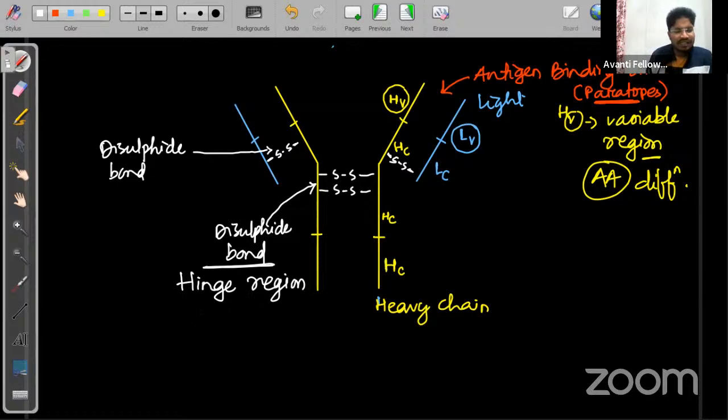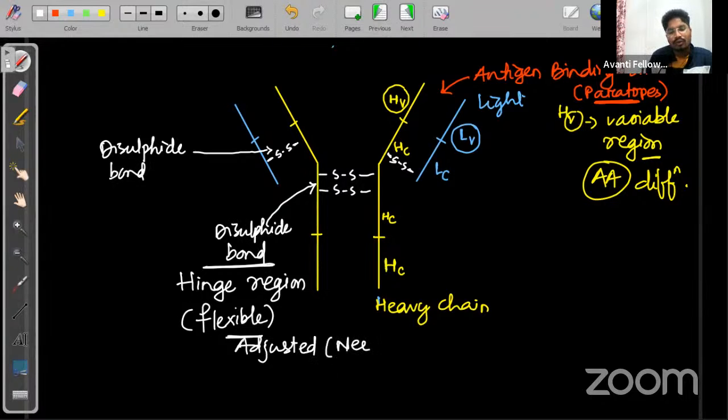हिंग रीजन क्या हो सकता है? ये फ्लेक्सिबल होता है because of the presence of that particular disulfide bond. ये कैसा होता है? ये flexible होता है. These are flexible and that can be adjusted according to the need. According to need. Is that clear to everyone? आया समझ में सबको? I hope this is clear to everybody, right?